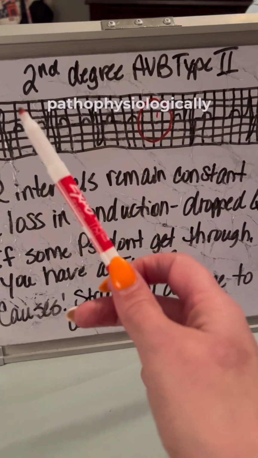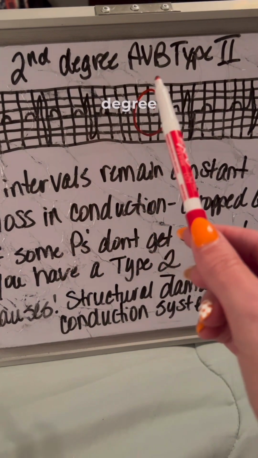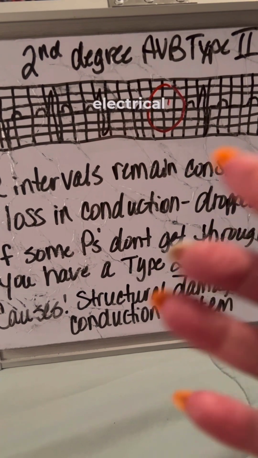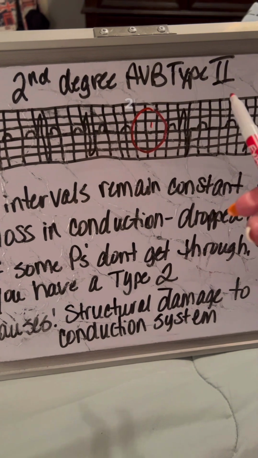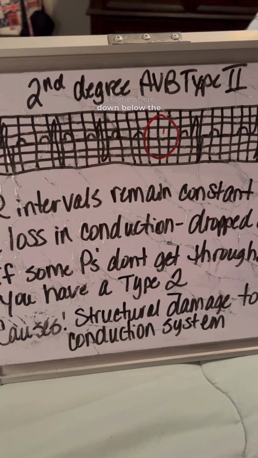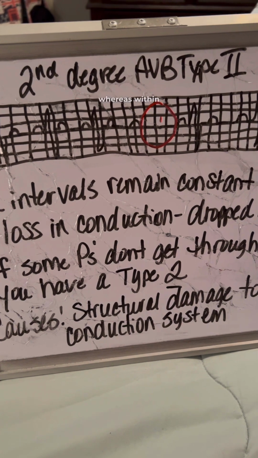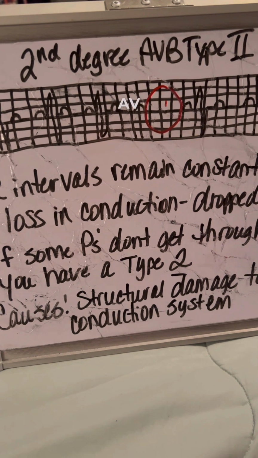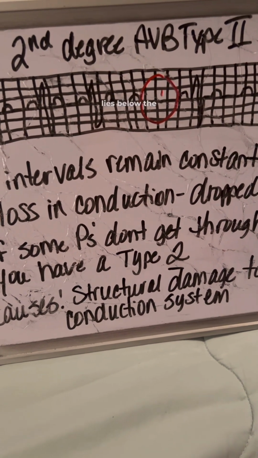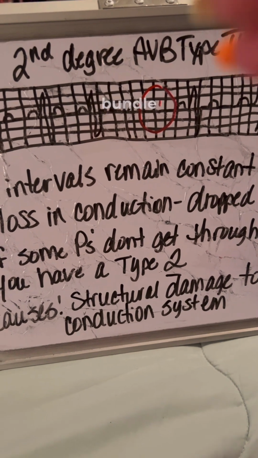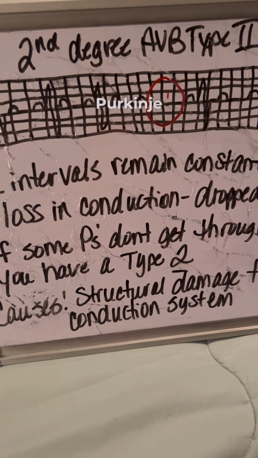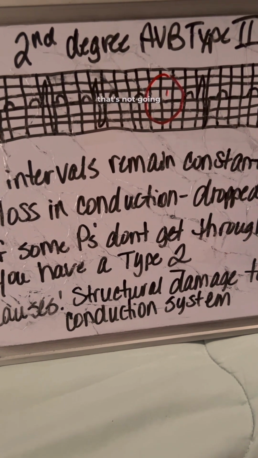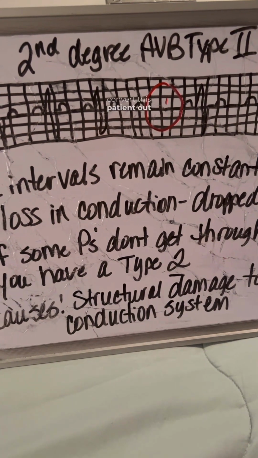So pathophysiologically, what's going on with a second degree AV block type 2? Well, again, it's an electrical conduction issue. And the electrical conduction issue with a second degree type 2 is somewhere down below the level of the AV node. Whereas within a second degree AV block type 1, there is an issue with the AV node itself. But when the issue lies below the AV node, say for example, the bundle of His or even down to the level of the Purkinje fibers, anything that we do to say stimulate the AV node, that's not going to help convert this patient out of this rhythm.